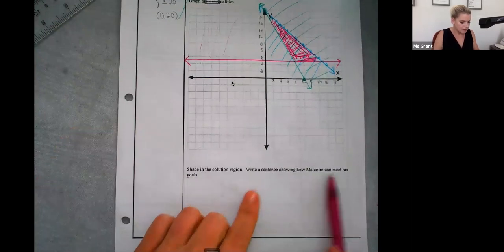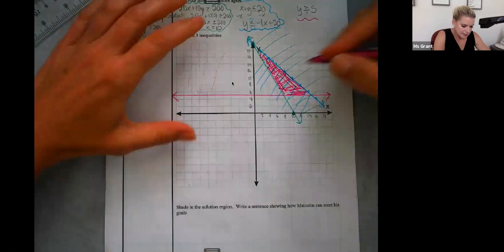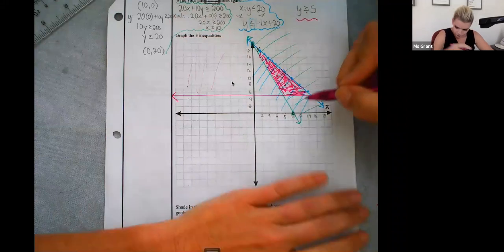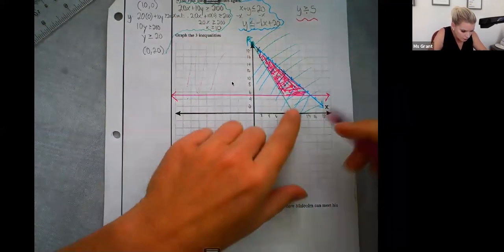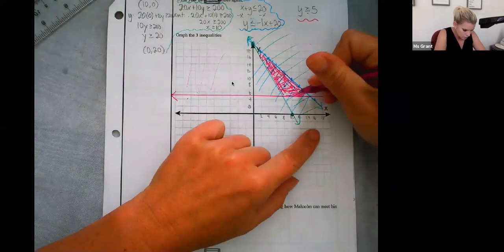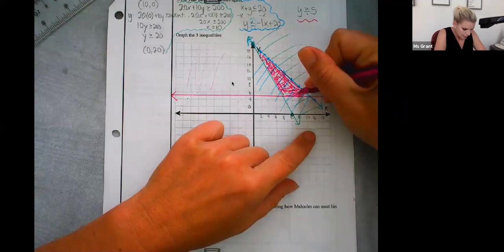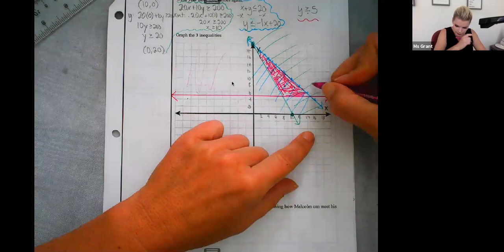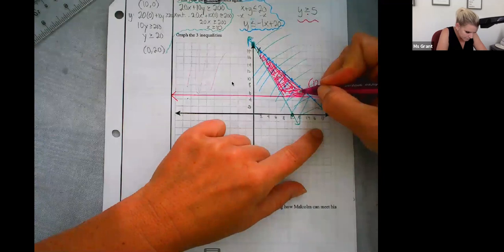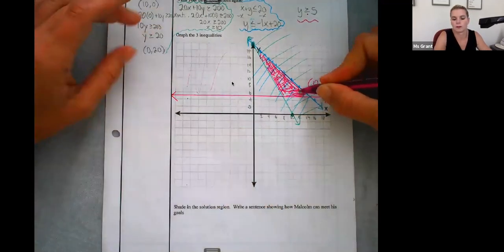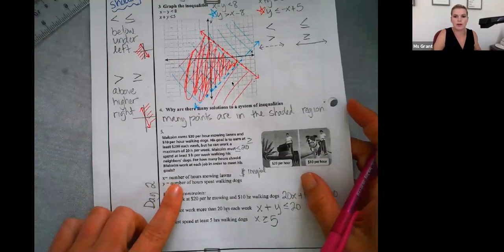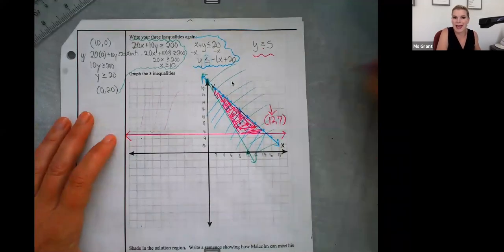Write a sentence showing how Malcolm can meet his goals. That means that in this ordered pair here, like any of these dots right here, so that'd be like 12, look at this, 12 hours, and then like any of these ordered pairs, like let's say I chose like 12 hours, 7. That's here. Okay. What was my X? What was my Y? X, mowing lawns. 12, X, mowing lawns.